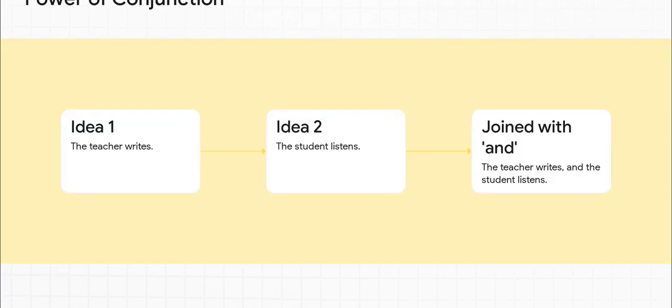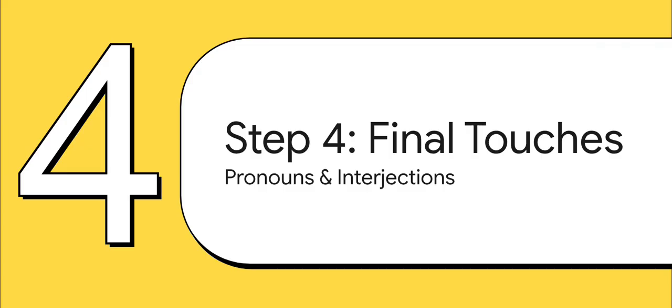Now, the other key connector is the conjunction. This is the ultimate team builder of words. So check this out. You've got 2 simple, separate ideas: the teacher writes, and the student listens. A conjunction, like and, lets us join them together into one single, more complex sentence. It's that simple.